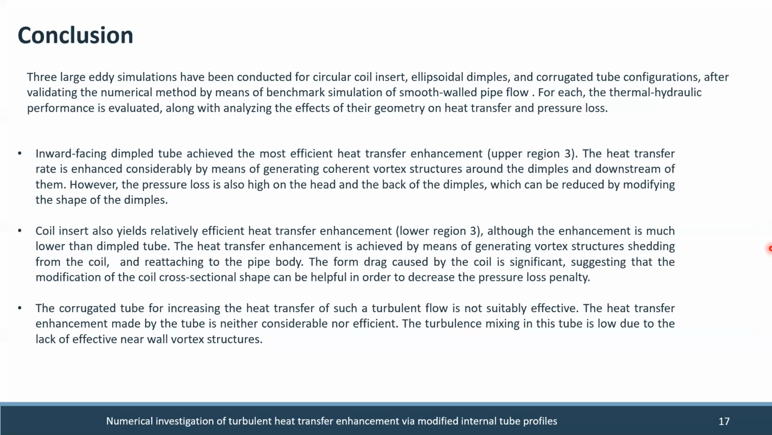And the last conclusion is that the corrugated tube, for increasing the heat transfer of such a turbulent gas flow that we have here, is not effective. The heat transfer enhancement made by the tube is neither considerable nor efficient, and the turbulence mixing in this tube is low due to the lack of effective near-wall vortex structures.